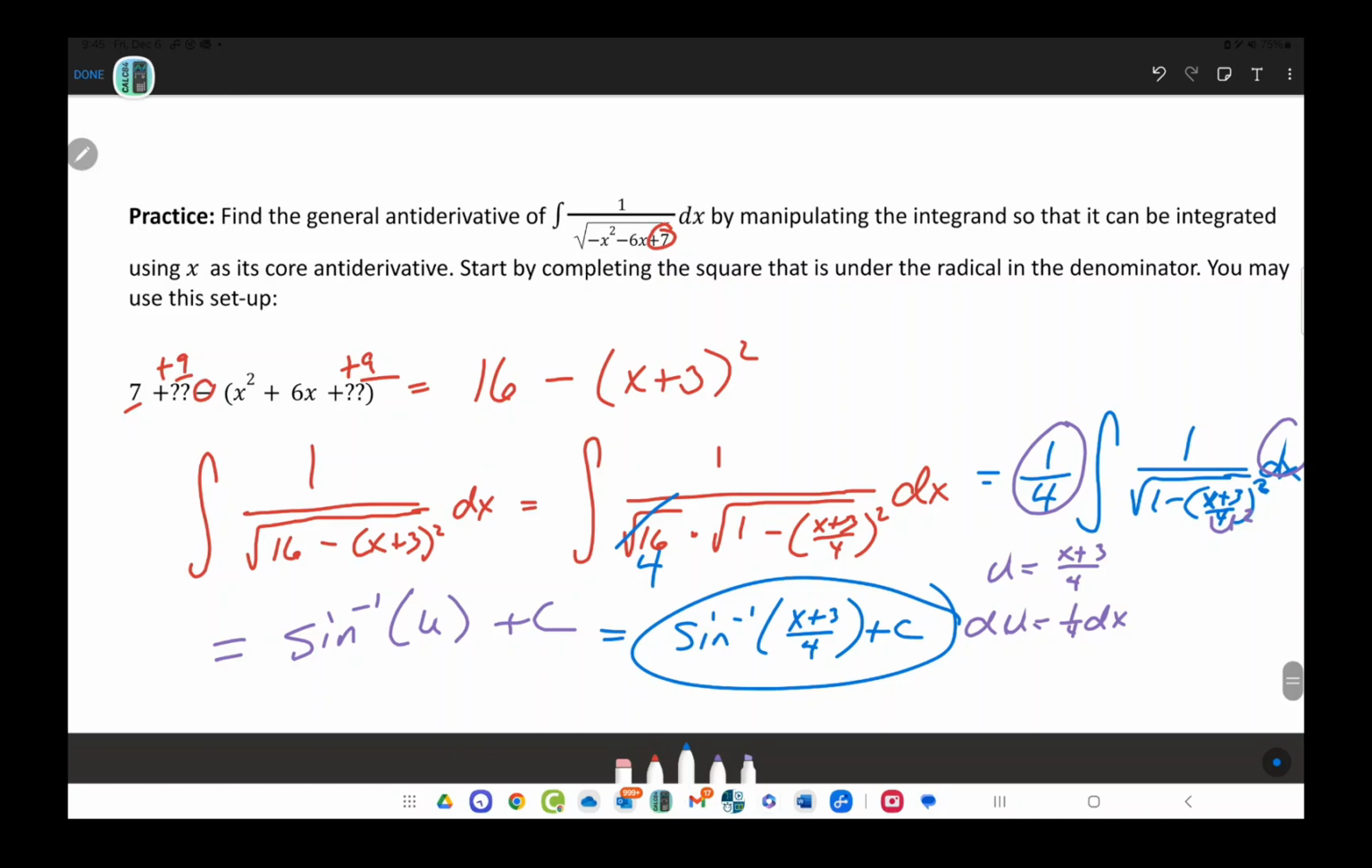The one that was cancelled out. We replace the 1/4 dx with du. How is the x plus 3 over 4? When we take the derivative, what happens to the previous? Okay.